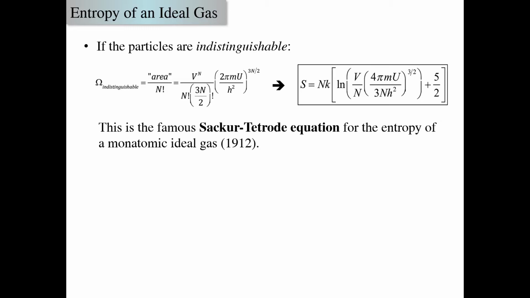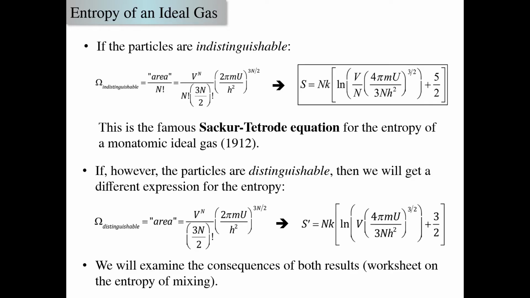Okay, but this is for indistinguishable particles. If we had distinguishable particles, then our multiplicity equation changes somewhat. Specifically, it loses a factor of 1 over n factorial in the denominator. The 1 over n factorial in the indistinguishable particle case is to take into account the fact that we could rearrange all of the particles at any given state without being able to tell the difference, right?